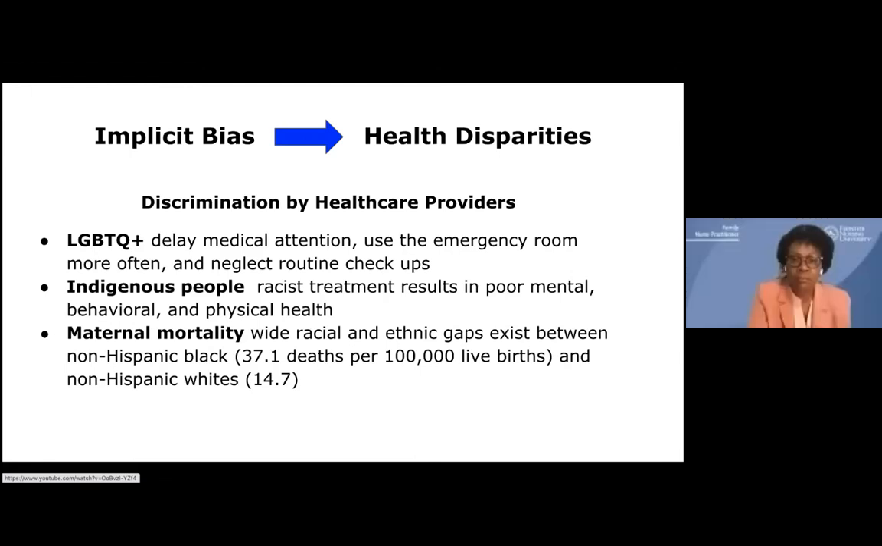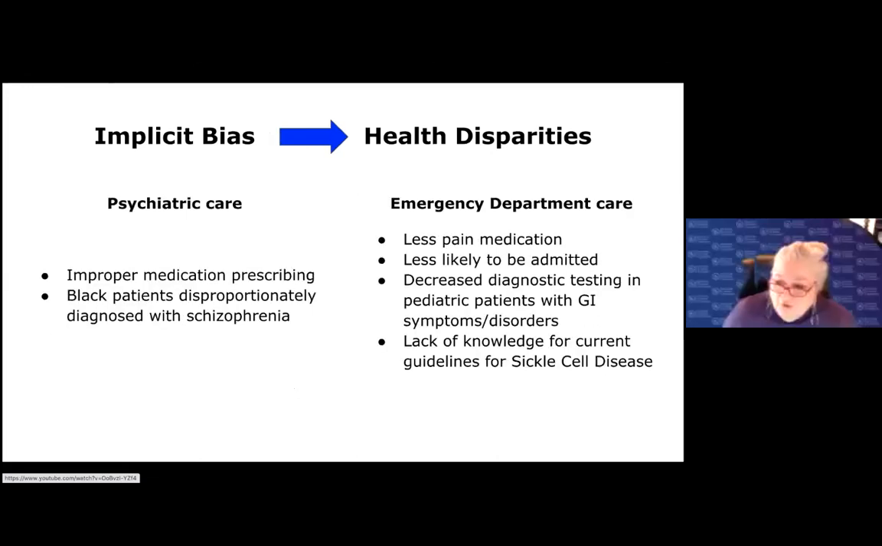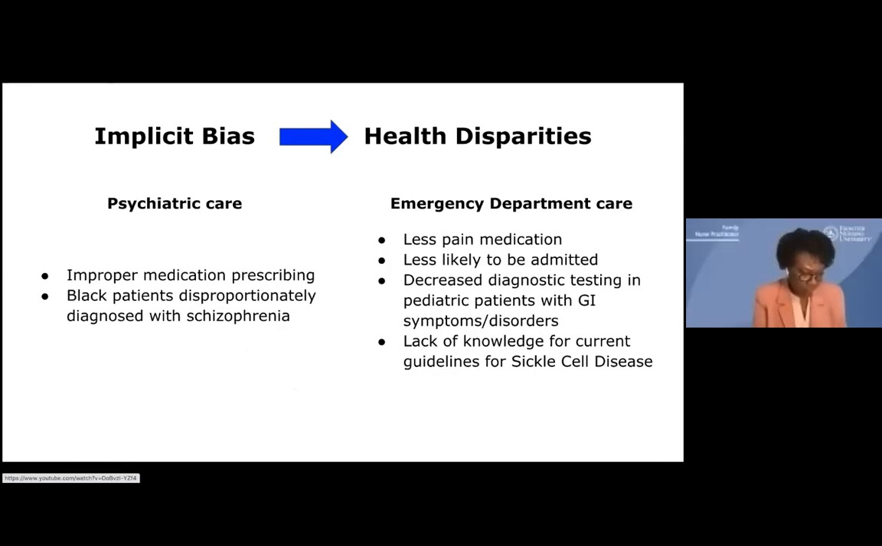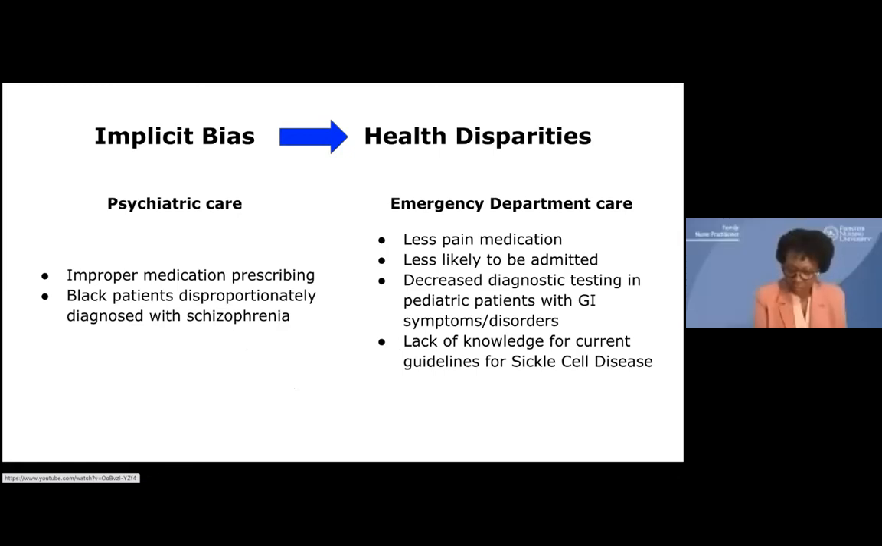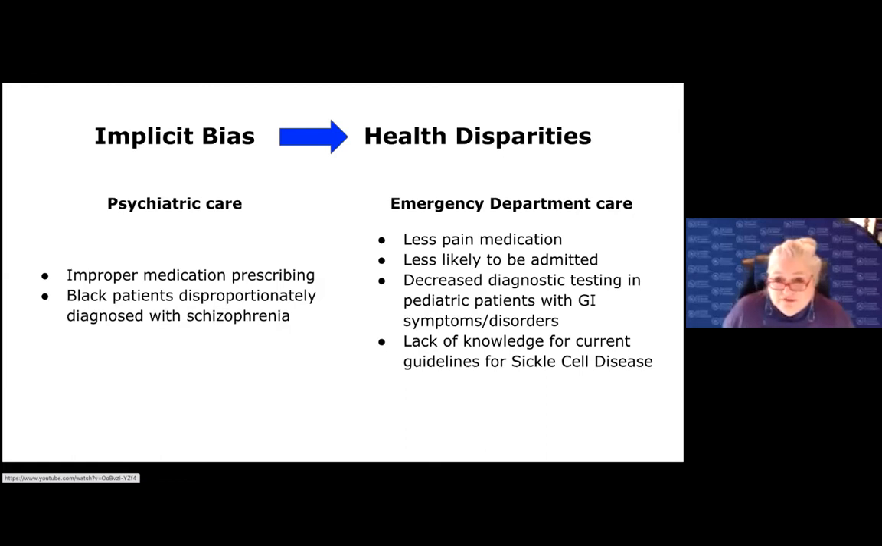Implicit bias can also influence the delivery of psychiatric care, such as improper medication prescribing. The healthcare provider may believe that Black patients are less likely to comply with treatment and may prescribe differently based on race. Black patients are disproportionately diagnosed with schizophrenia when compared with white patients, but Black patients have an underdiagnosis of mood disorders. Black patients may have less access to psychiatric care, and when they do receive it, it may be poor quality care.